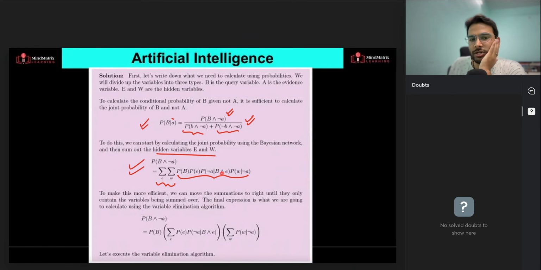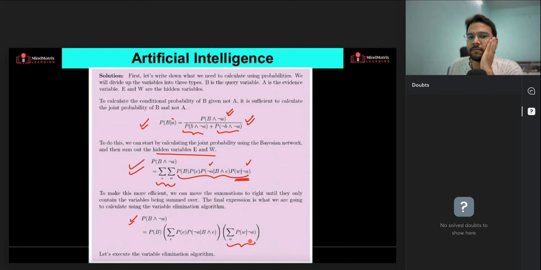And the same thing they have mentioned. Now they have just not of A here. So everywhere they have placed not of A. As simple as that. Now you can just see where W is used. W is used only in this part.